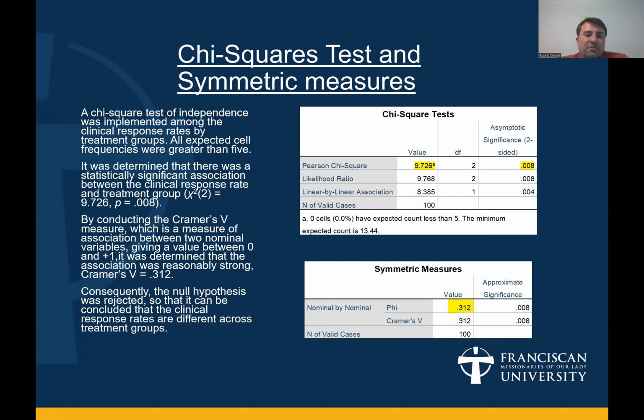By conducting Cramer's V measures, which is a measure of association between two nominal variables, giving a value between 0 and +1, it was determined that the association was reasonably strong given that the Cramer's V value was 0.312. Consequently, the null hypothesis was rejected so that it can be concluded that the clinical response rates are different across treatment groups.